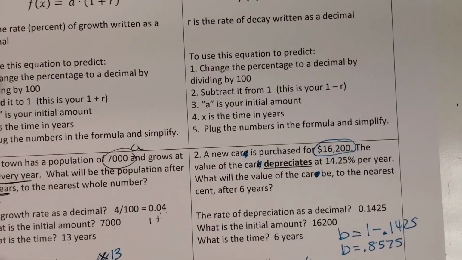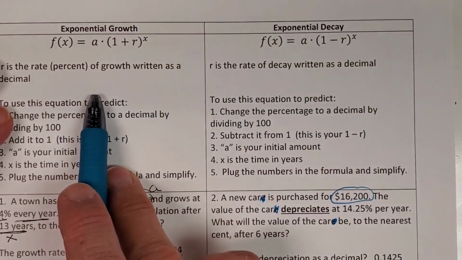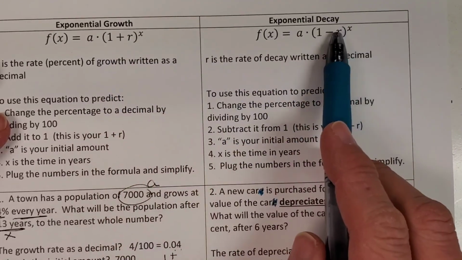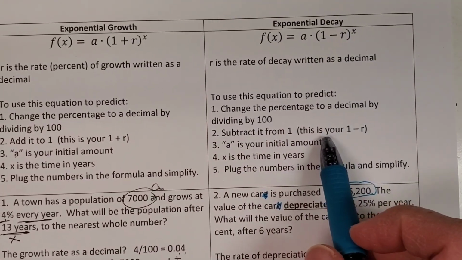So keep in mind you have 2 different models for your growth and decay, and it's really tricky because here you're adding R and here you're subtracting R. So good luck with those word problems.